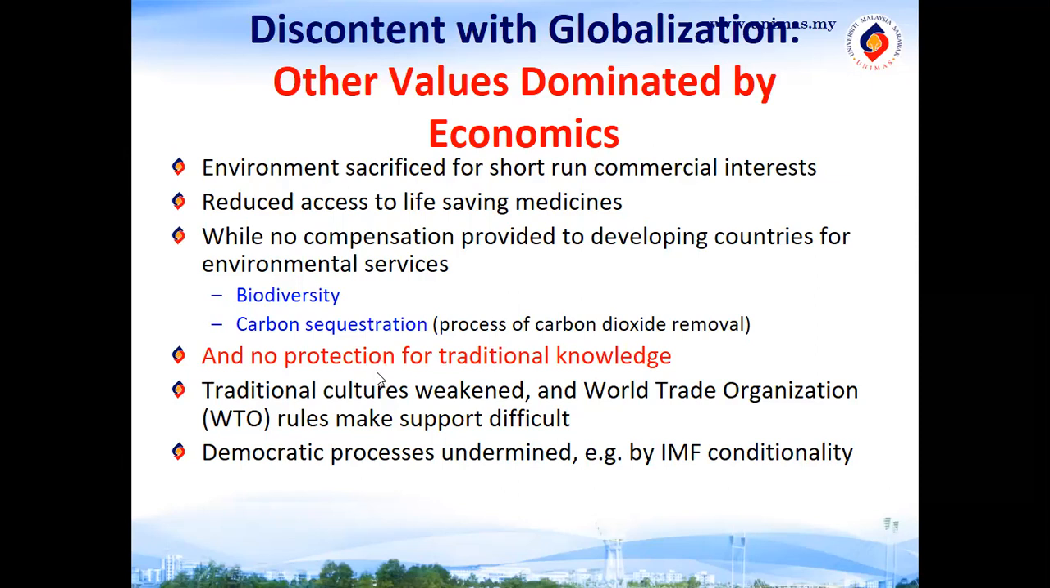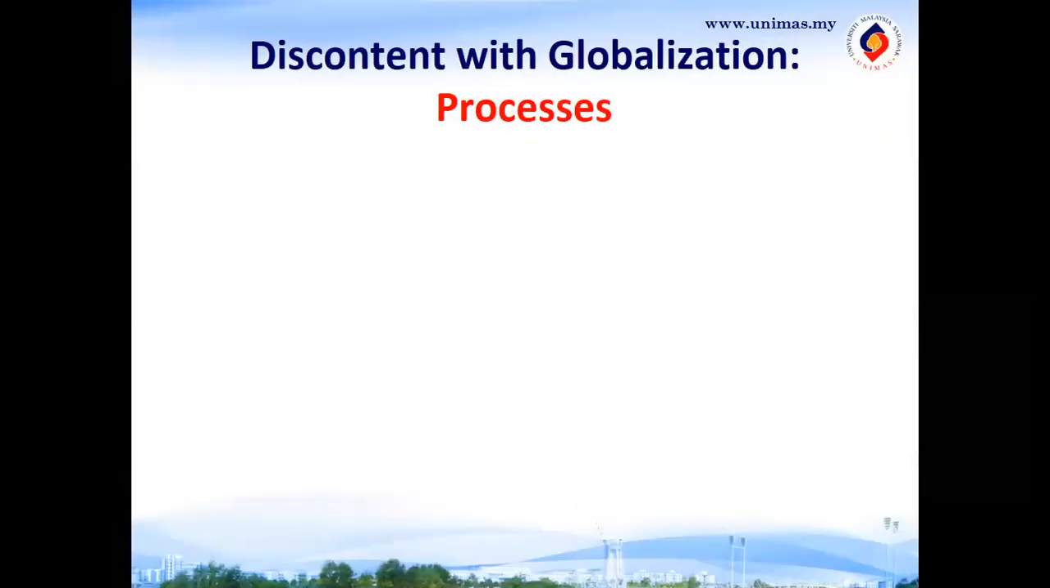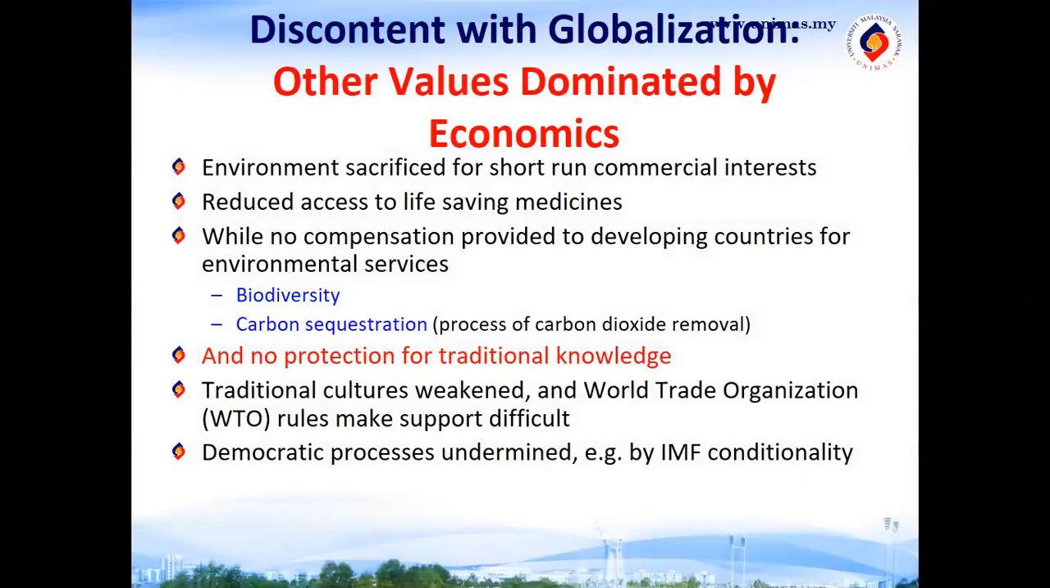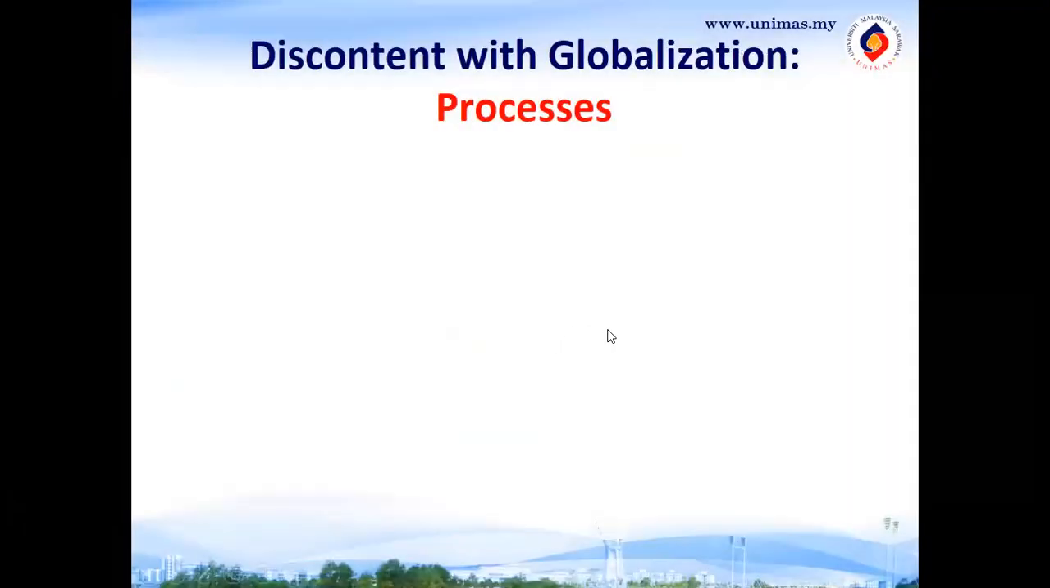Okay, so overall, the democratic process is undermined by globalization. For example, the conditions set by the IMF really undermine the democratic process. So looking at the process, discontent, or dissatisfaction rather, with globalization in terms of the process whereby the global governance is undemocratic.